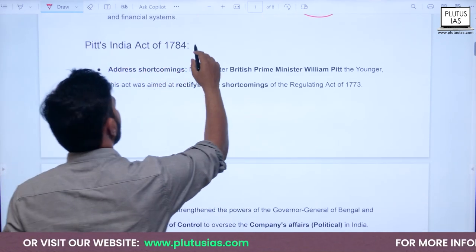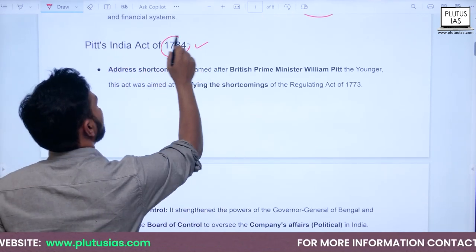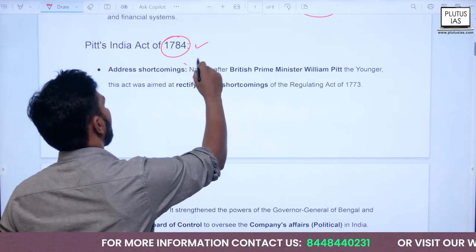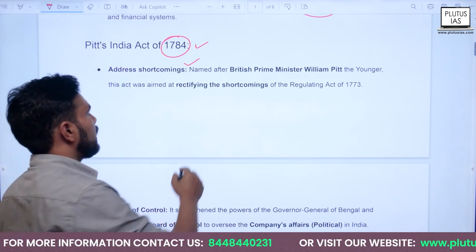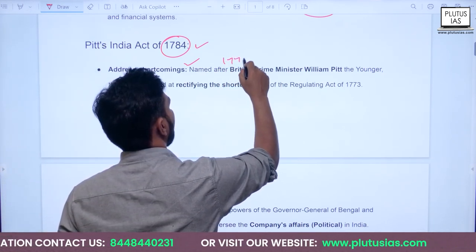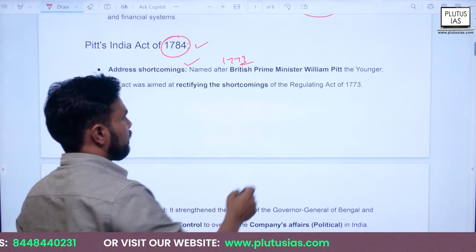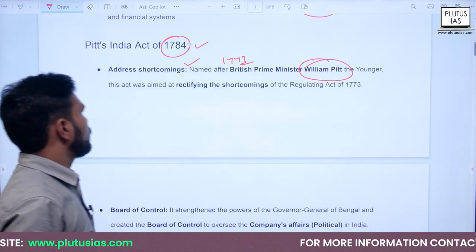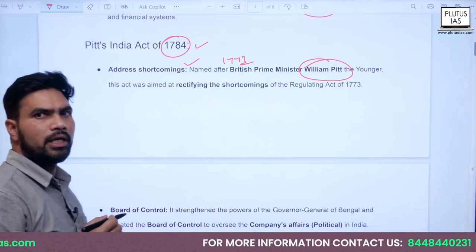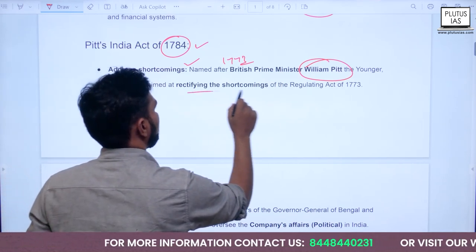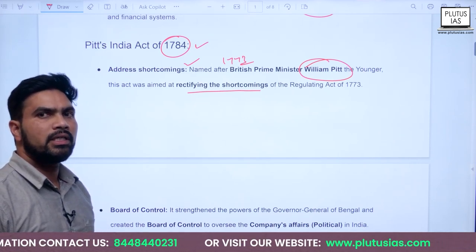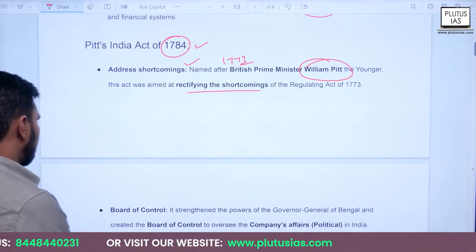The next act is Pitt's India Act of 1784. The purpose of this act was to address the shortcomings of the Regulating Act of 1773. It was named after the British Prime Minister William Pitt. As I've already told, the basic purpose of this act is to address the shortcomings of the 1773 Act.